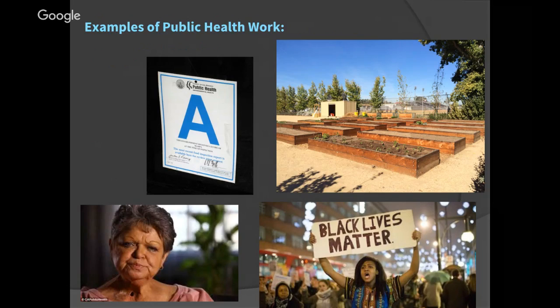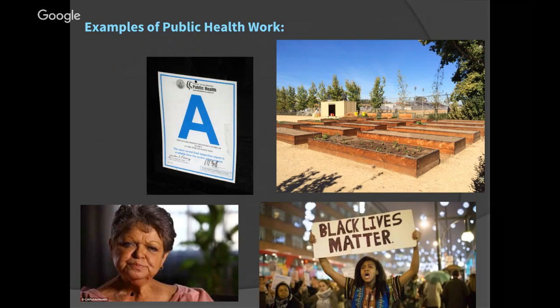Some of you may have also seen commercials about the effects of smoking. Those kinds of commercials are an example of public health. And a lot of times folks don't think about how media is related to health, but there's a whole field of health communications and folks trying to create advertisements that don't sell products but promote healthy lifestyles.